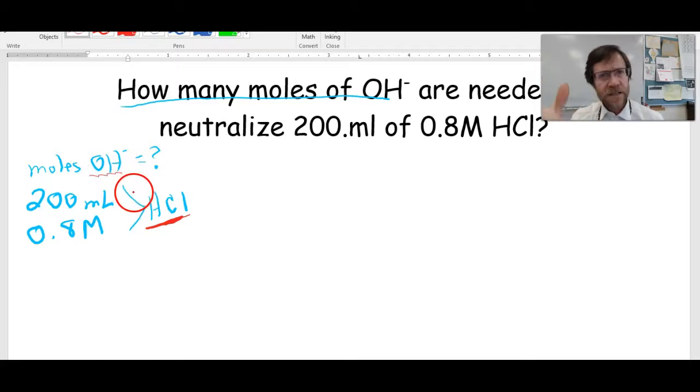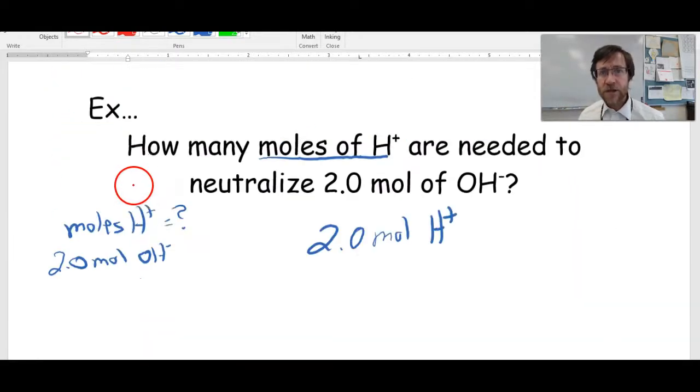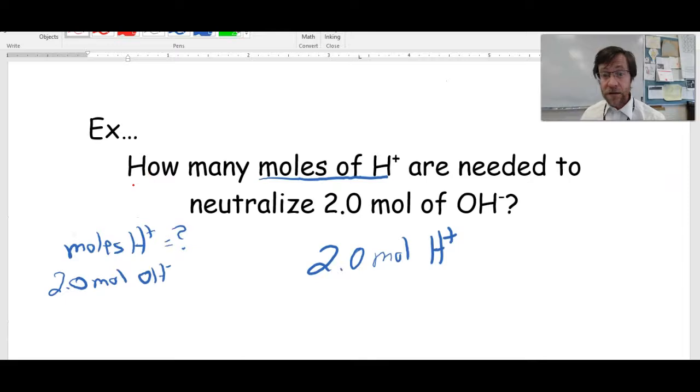Well, this problem is almost exactly like the one right up above. Let's go back up to this other one. This other one here is asking how many hydrogens per hydroxide. Well, if you remember, it's a 1-to-1 ratio. But for this one, they just flat out said, hey man, 2 moles of hydroxide. They just gave it to you, right?